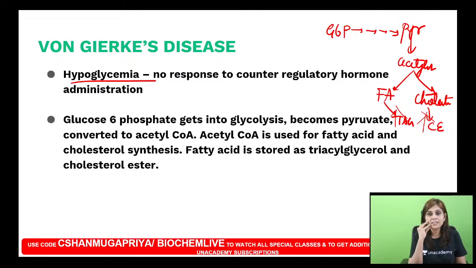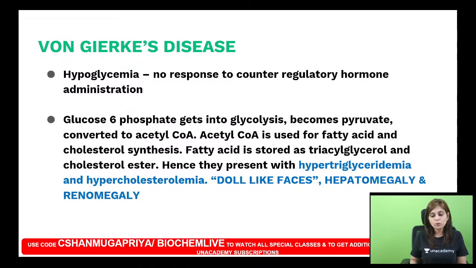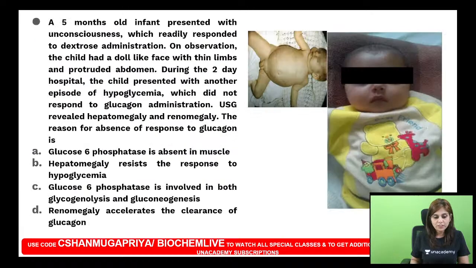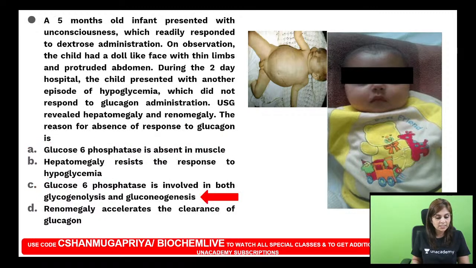And the excess triglyceride is the reason for fatty cheeks. Do you now understand the reason behind doll faces of Von Gierke's, all of you? What is the reason for doll faces of Von Gierke's? The fatty cheek is because of triacylglycerol getting accumulated in the adipose tissue. And the same triglyceride and cholesterol ester also accumulates in the liver, and that causes fatty liver and hepatomegaly. It is accumulated in the kidney, so that causes renomegaly. So this is the reason for hepatomegaly, renomegaly, and doll-like faces of Von Gierke's. So tell me, what is the answer? Why does the hypoglycemia of Von Gierke's not respond to counter-regulatory hormone administration? It is because glucose 6-phosphatase is involved in both glycogenolysis and gluconeogenesis. Okay.